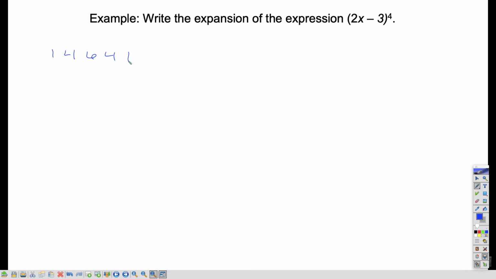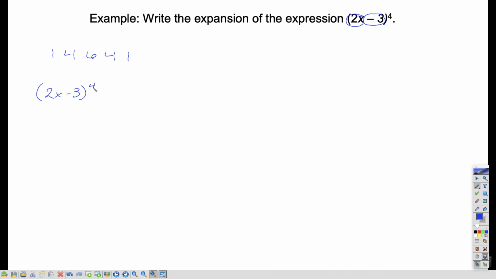So I have that. Now my first term is what? 2x. Before it was 1x, so it didn't matter. But now it's 2x. And my second term is -3. So the degree on the first term is going to go down. The degree on the second term is going to go up. Okay, so I have 2x minus 3 to the 4th.